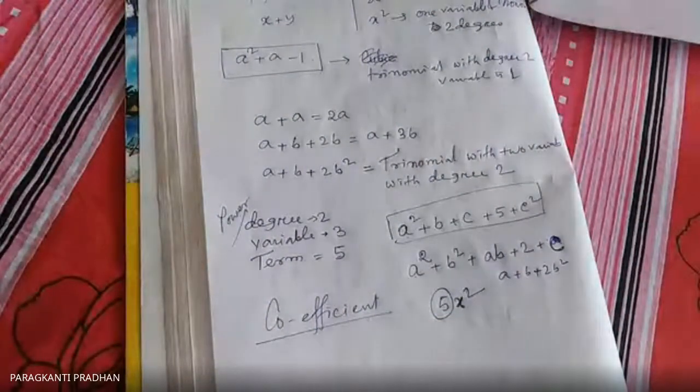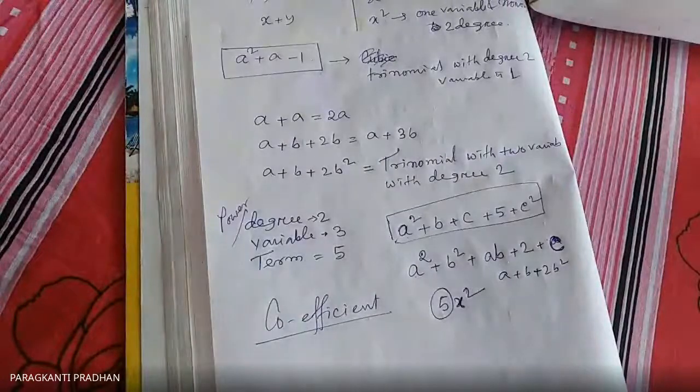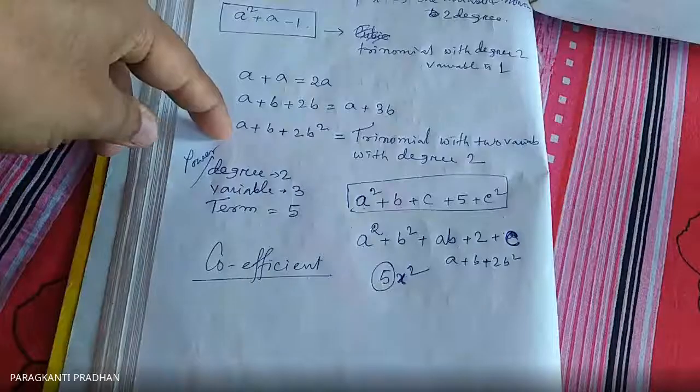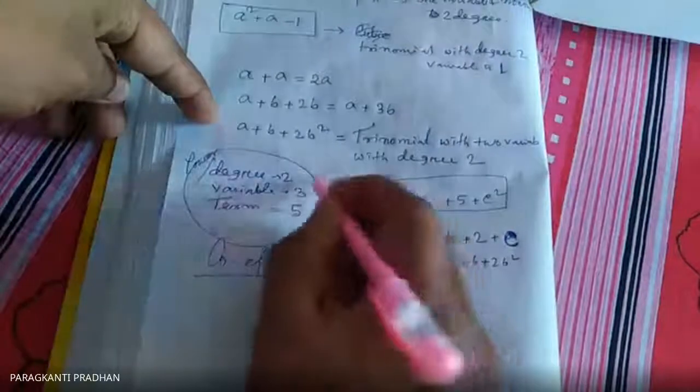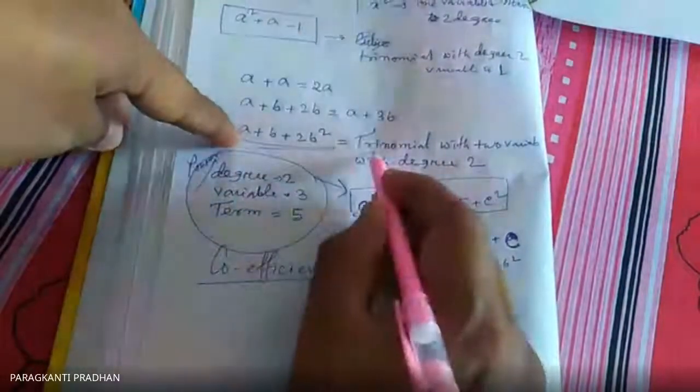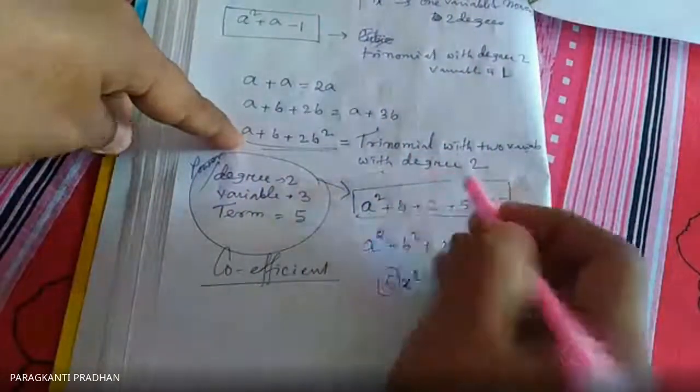Okay. So next, monomial, binomial, trinomial. In a plus b plus 2b square, it is 3 terms. Yes, but you have written 5 there. Where is the 5 term? That is of another question, I think. And this is another question. This is the trinomial with 2 variables with degree 2. I have written it here.